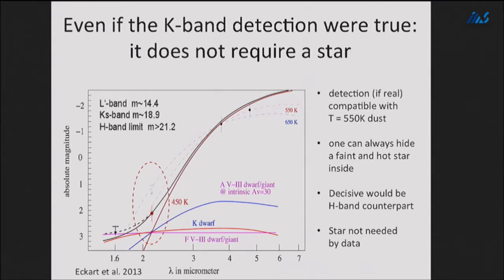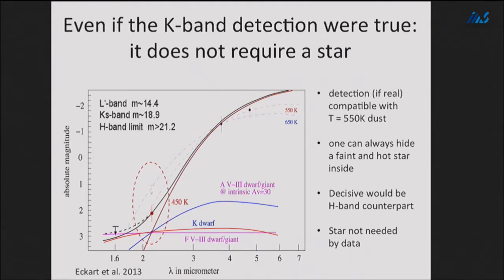But even if it were true, we wouldn't really care, because the observation in the K-band does not require the presence of a star yet. The detection simply is compatible with a 500 to 600 Kelvin dust, and you can always make a star, of course, faint and hot enough that you cannot see it. What would be a decisive measurement would be if we would have a point here in H-band. That would be a decisive measurement if we would, at shorter wavelengths, see emission. So essentially, the data set does not require the presence of a star here. You don't need photospheric emission. Simple dust emission with a somewhat higher temperature is completely sufficient.